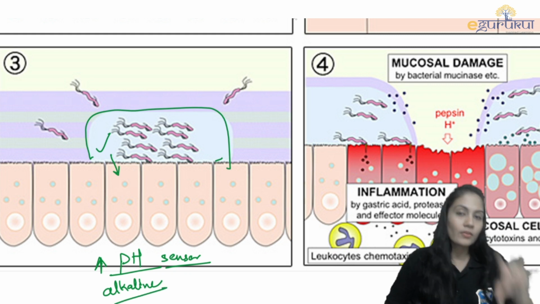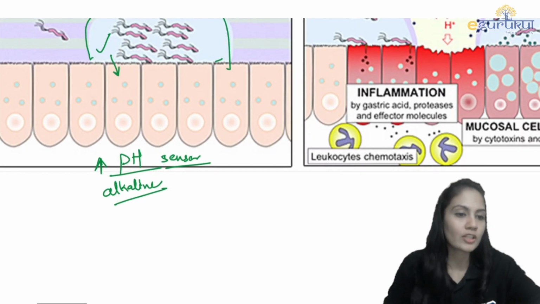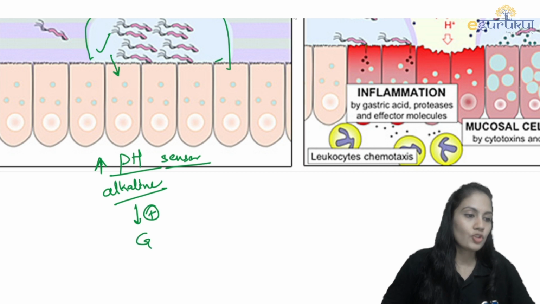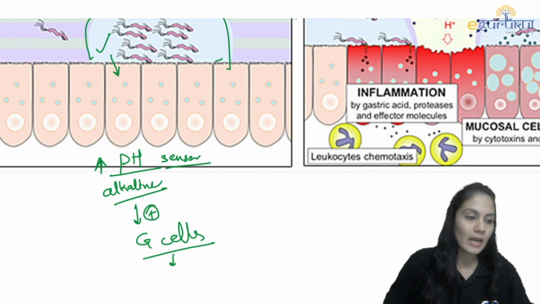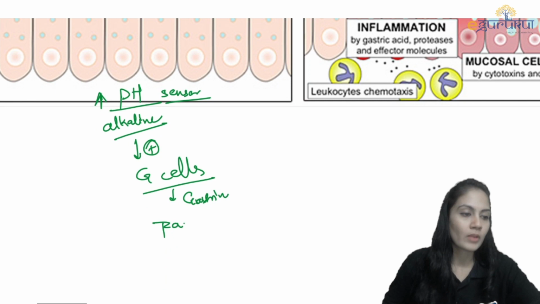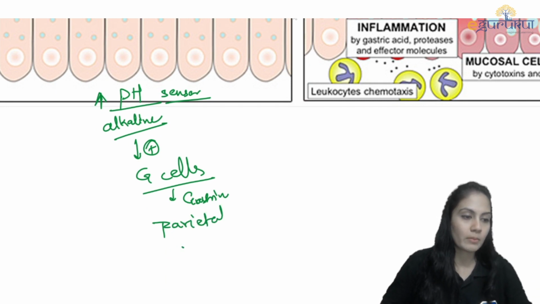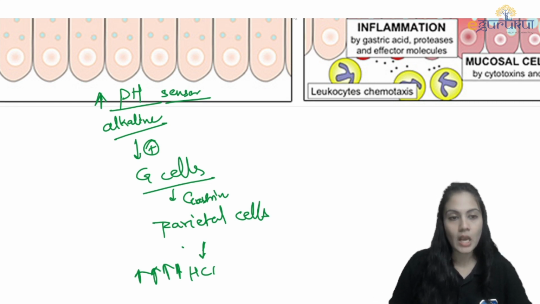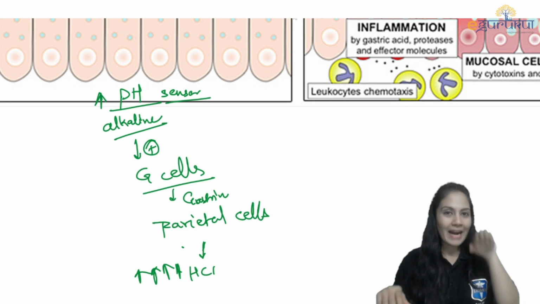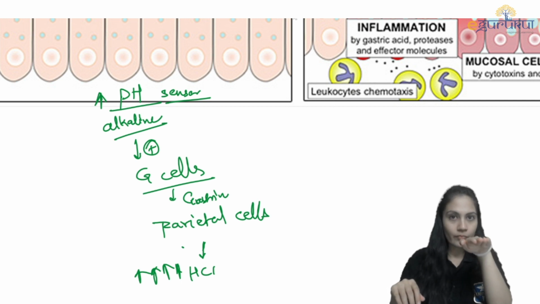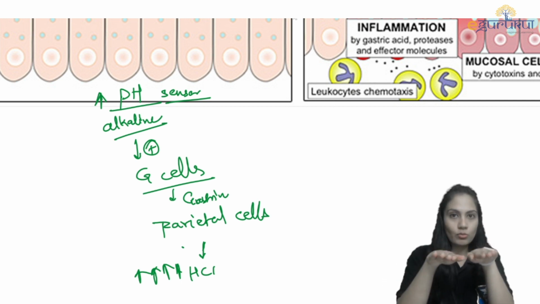They sense as if the pH is alkaline, and they start stimulating the G cells. G cells go and release the gastrin, and the gastrin is going to stimulate the parietal cells. As soon as the parietal cells are stimulated, that is going to release more and more HCl. Now, there should always be a balance between this bicarbonate layer, that is the barrier, and the HCl that is going to be created.